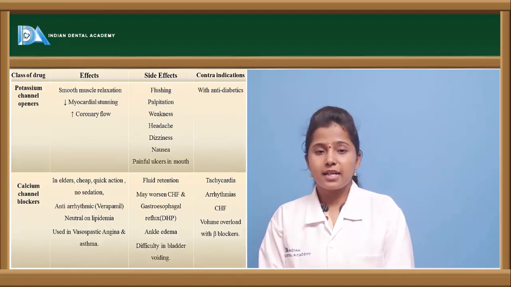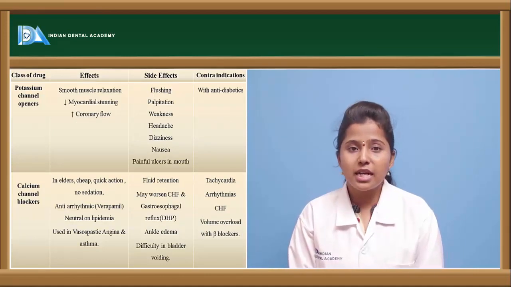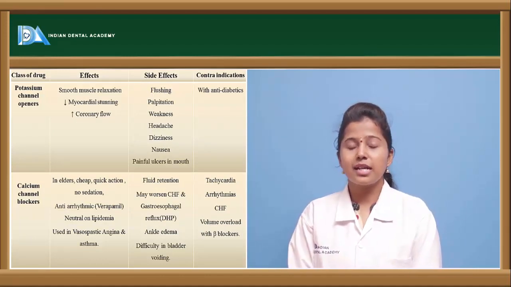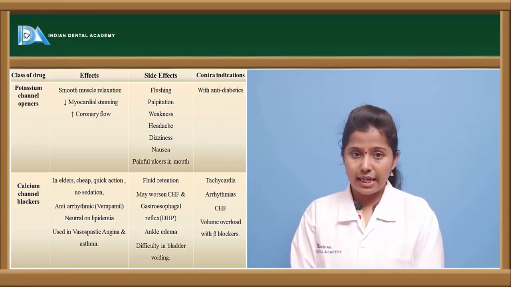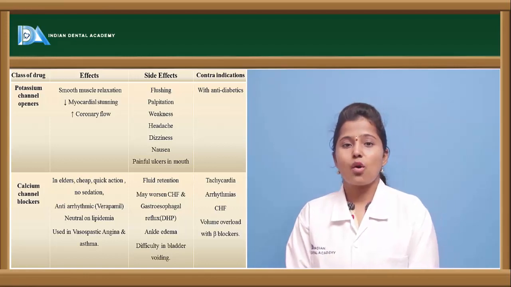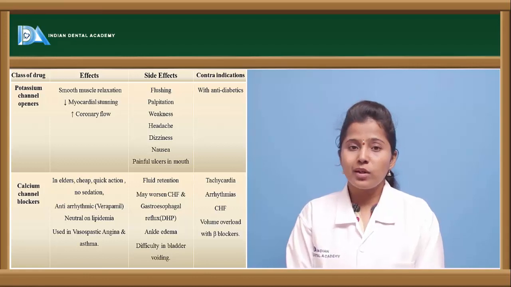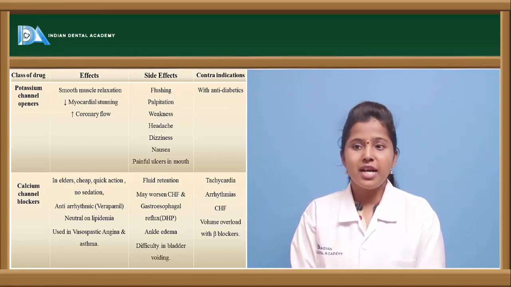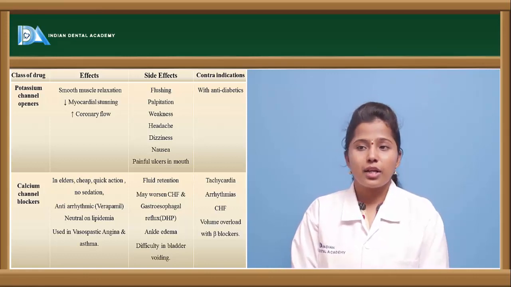Let us see the other class of drugs, potassium channel openers. Potassium channel openers have various uses: they are used in angina, in arrhythmia, and as diuretics. So let us see the effects. What are the effects caused by potassium channel openers? Potassium channel openers lead to smooth muscle relaxation, decrease myocardial stunning, and increase coronary flow.